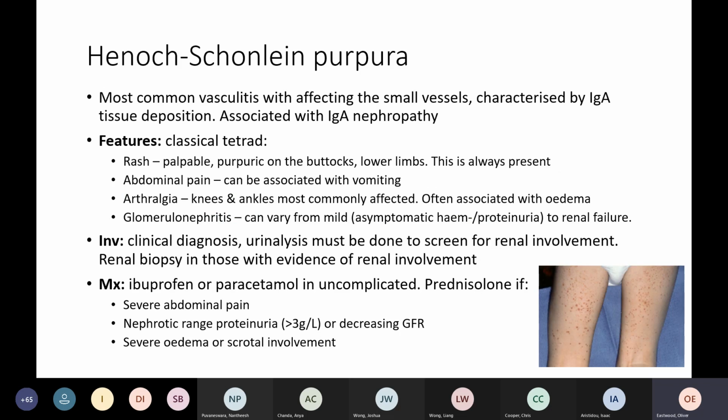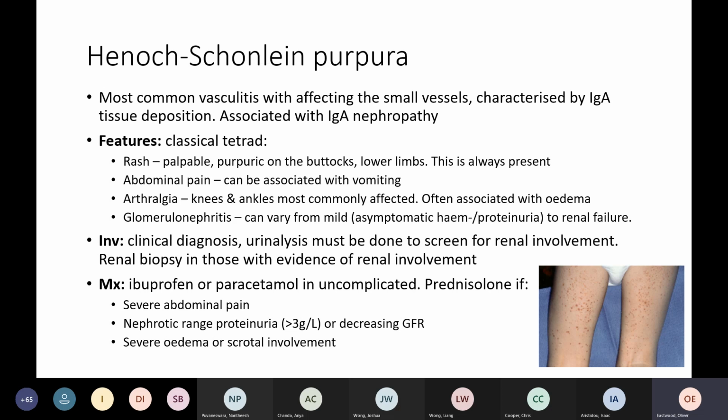So HSP, you might have seen it a bit last year. It's an IgA small vessel vasculitis, and you get this classic tetrad of symptoms. So the rash is always present. If there's no rash, it's not HSP, and the others are varying degrees. So most people get abdominal pain. The arthralgia you see in about 40 to 50% of people, and about 40 to 50% get renal involvement.